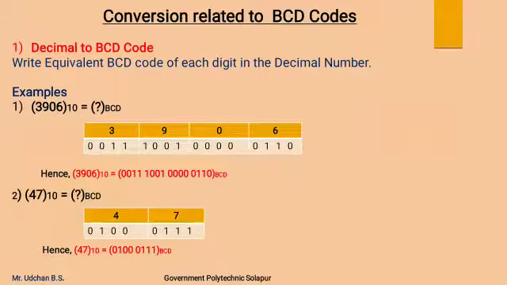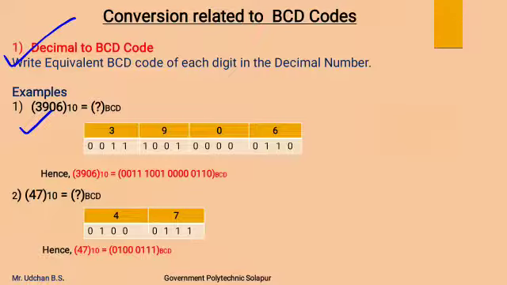Now we will see conversions related to the BCD codes. The first conversion is how a decimal to BCD code can be written. In this we are going to write an equivalent BCD code for each of the digits in the decimal number, as we have studied in the last slide. So the first example given over here is 3906, which is a decimal number. We have to write a BCD code for that.